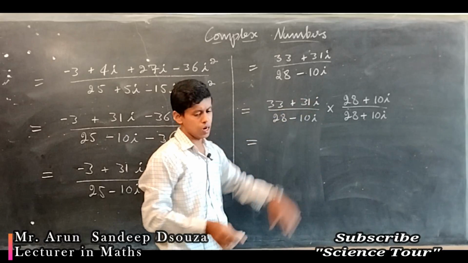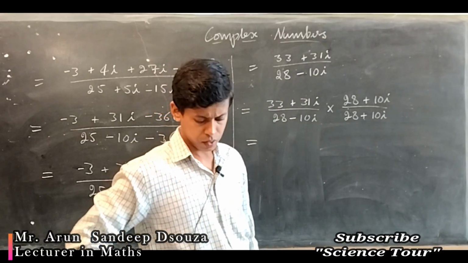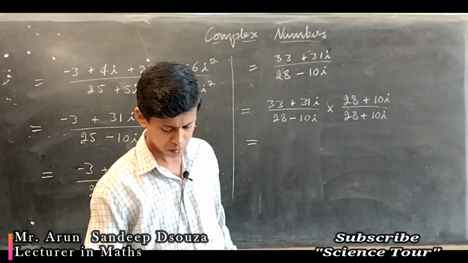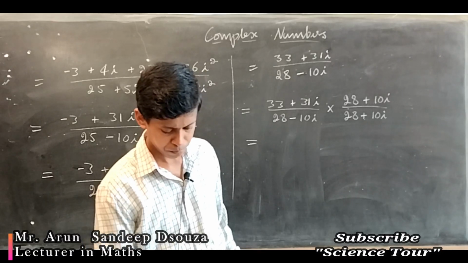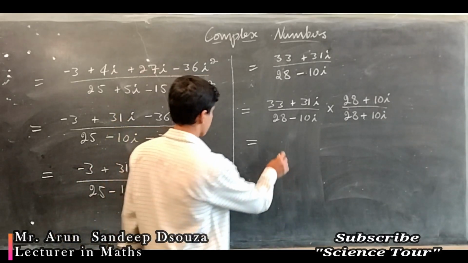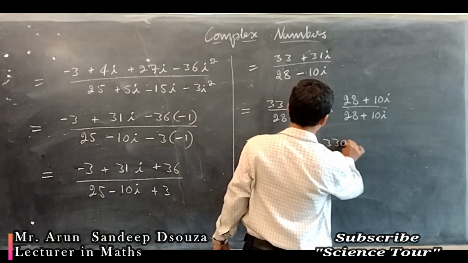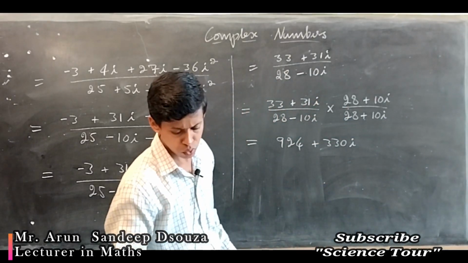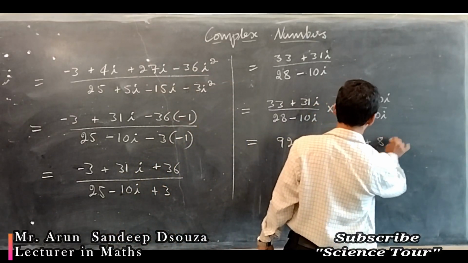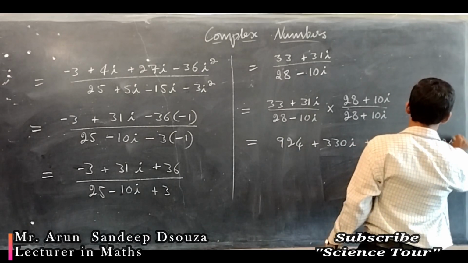Okay, so now you have to multiply everything, and then you got to simplify them. First you have 33 into 28, so that is 924. Now 33 into 10, so 330i. 31 into 28, so that is 868i, and then 31 into 10, 310i square.